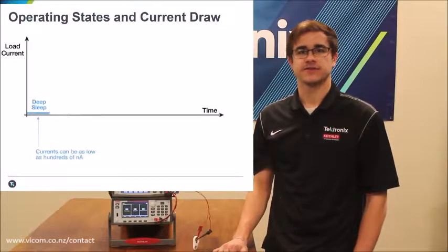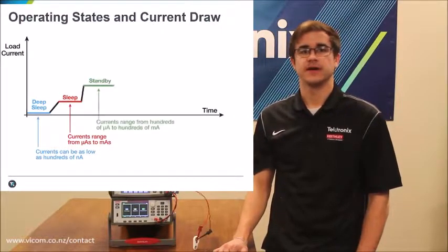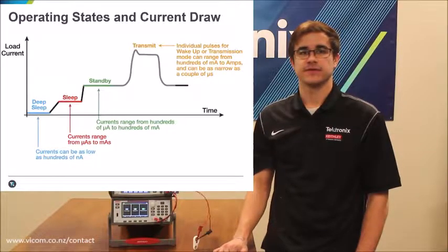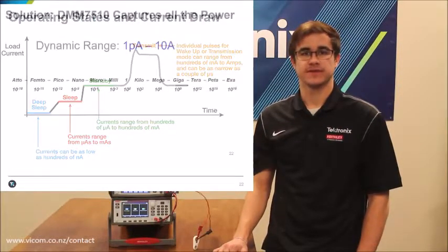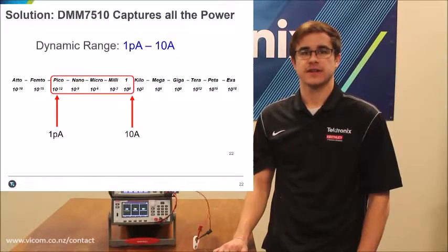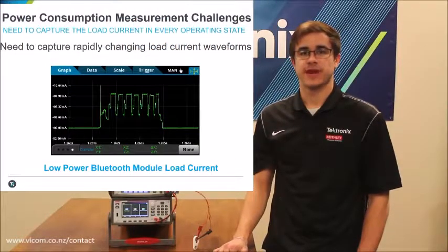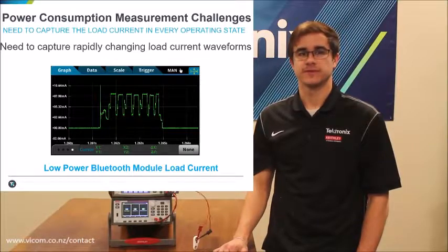An IoT device can draw as low as hundreds of nanoamps in sleep mode, and up to a couple of amps in transmit mode. This is no problem for the 7510, which has a dynamic range of 1 picoamp to 10 amps. Another challenge in capturing current characteristics of these devices is the speed that they change states, some only lasting tens of microseconds. We will need an instrument capable of capturing rapidly changing load current waveforms.